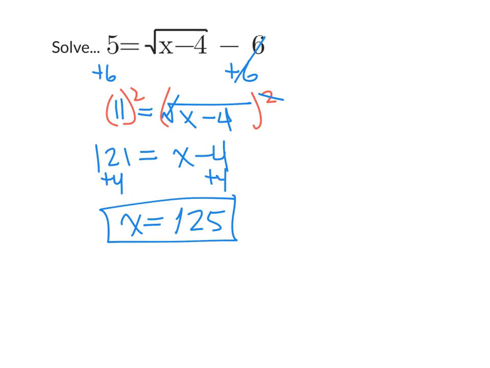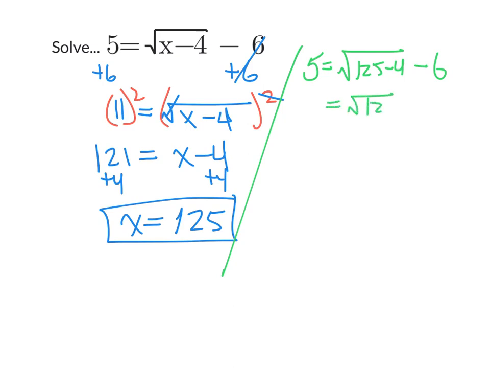Of course, you can always check that answer by taking it, plugging it back into the original, and seeing if 5 is equal to the square root of 125 minus 4 minus 6. Well, 125 minus 4 is 121, which square root of 121 is 11, and 11 minus 6 is 5. 5 is equal to 5, and so we are correct.